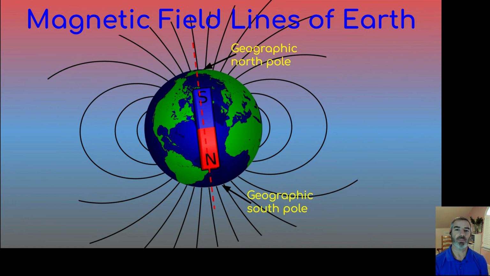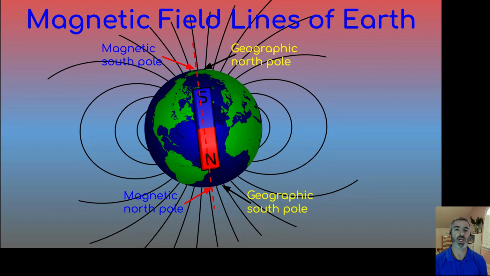If we have the magnetic axis, we see that the magnetic south pole is actually at the geographic north pole, and vice versa. The magnetic north pole is at the geographic south pole. The poles are off just by a little bit, maybe about 17 degrees. It's going to vary because of the flow of the molten iron in the core.